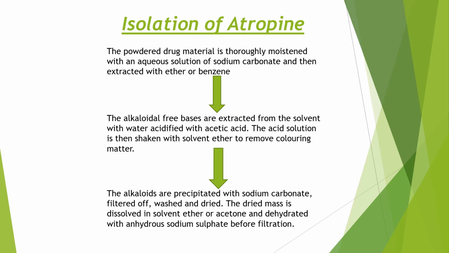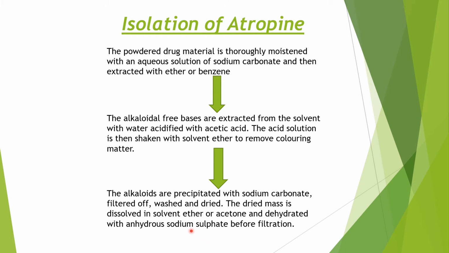Now, the steps are: the powdered material is thoroughly moistened with an aqueous solution of sodium carbonate and then extracted with ether or benzene. After that, the alkaloidal free bases are extracted from the solvent with water acidified with acetic acid. The acid solution is then shaken with solvent ether to remove coloring matter. The alkaloids are then precipitated with sodium carbonate, filtered off, washed and dried.